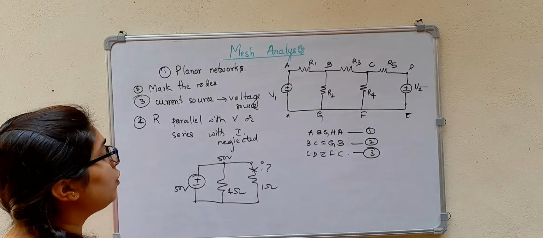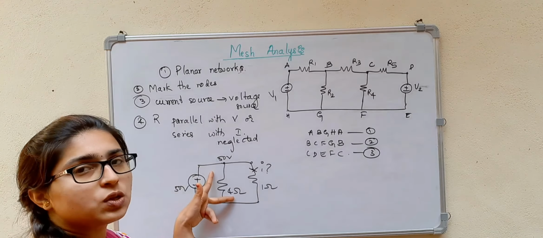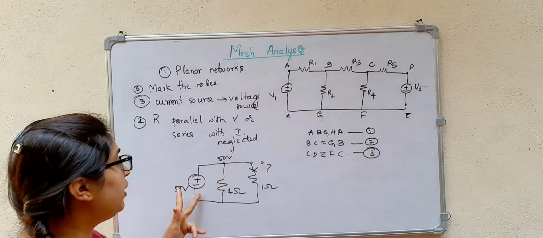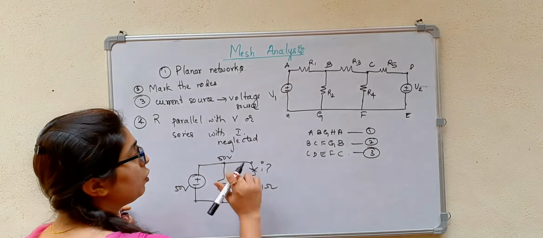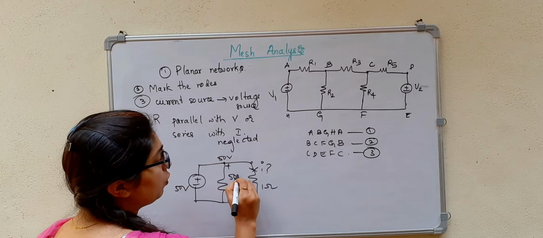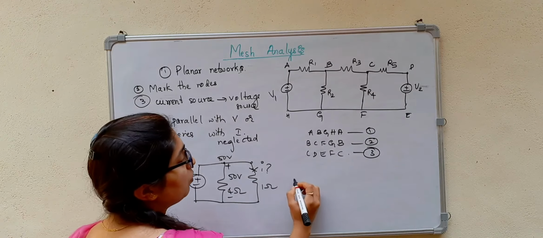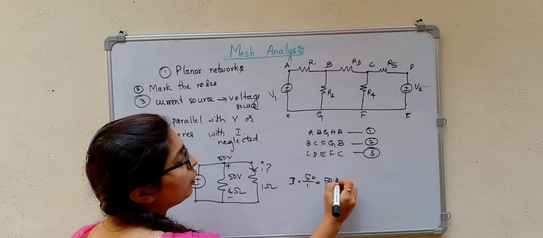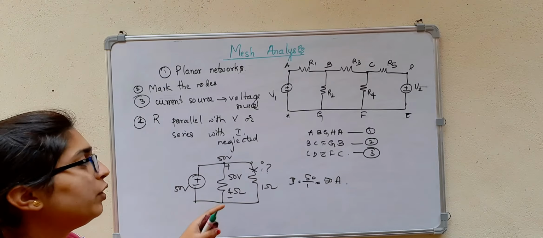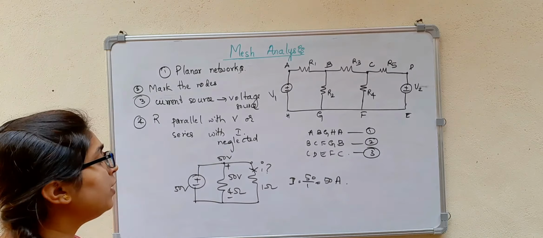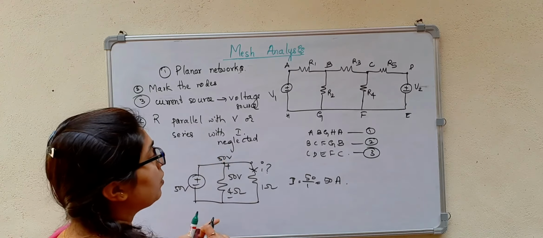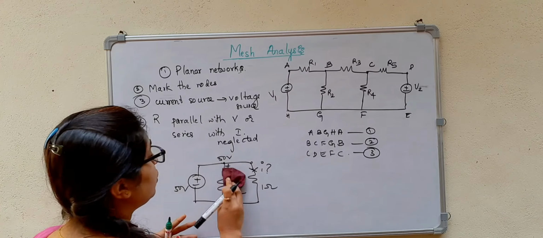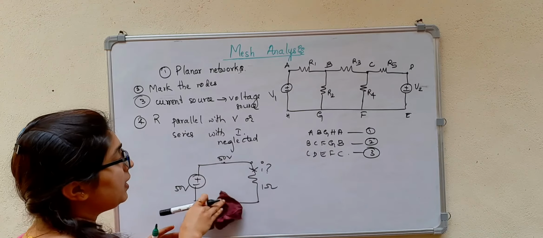If I remove this resistor, it is not going to affect your voltage. So this is also 50 volts. Now we can write the current as 50 divided by 1, that is equal to 50 ampere. It is not going to affect anything, so we can remove this. The effect will be the same.